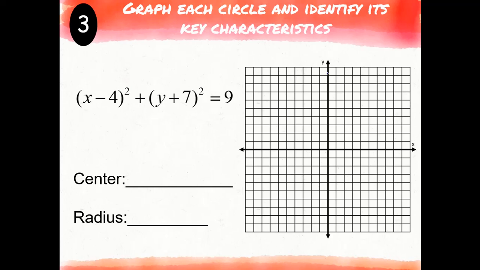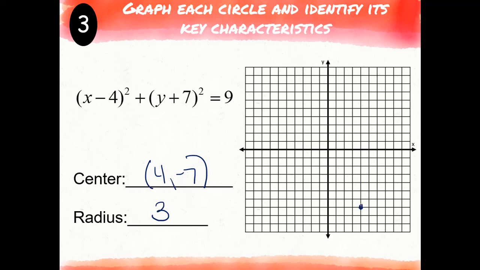Did you pause it? I don't think you paused it. Pause this video and try this problem here. All right, so you probably found a center of (4, -7). You've probably found a radius of 3. Once you accomplish that task, you found 1, 2, 3, 4, 5, 6, 7.